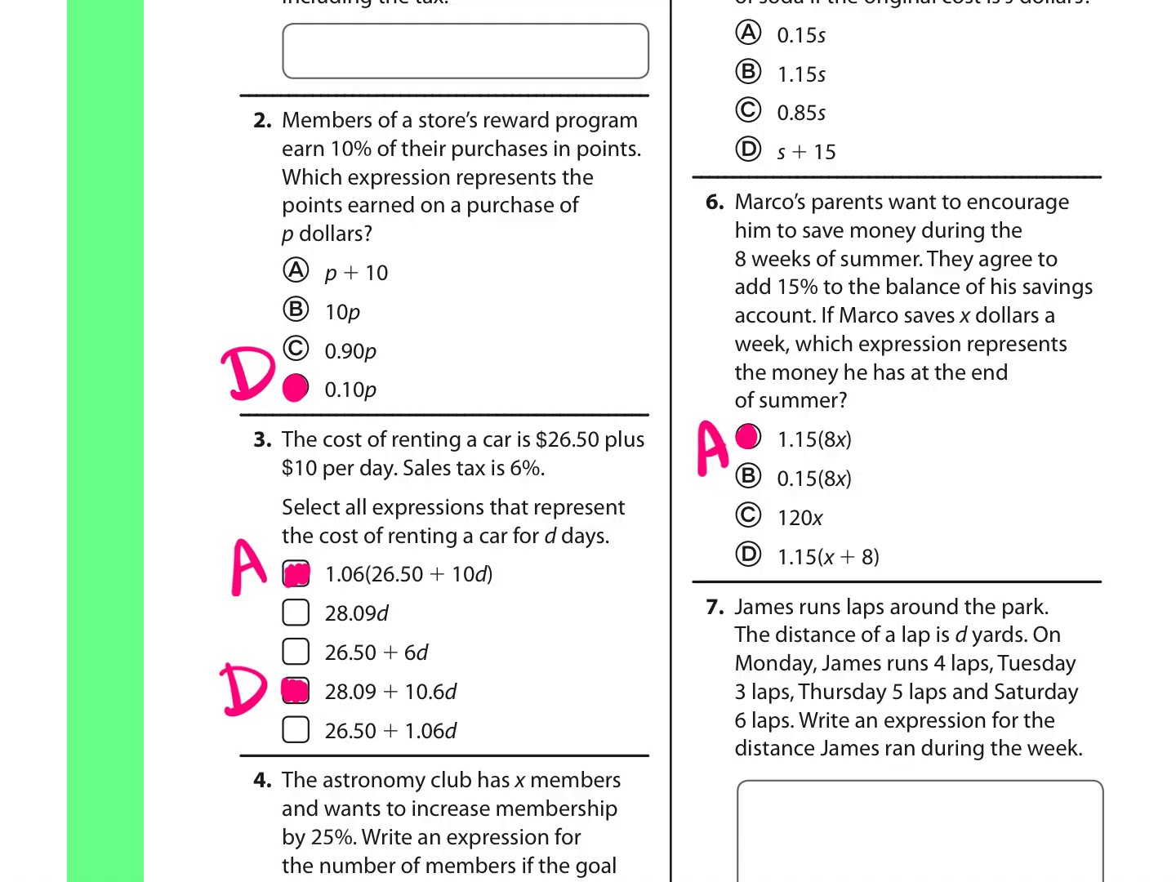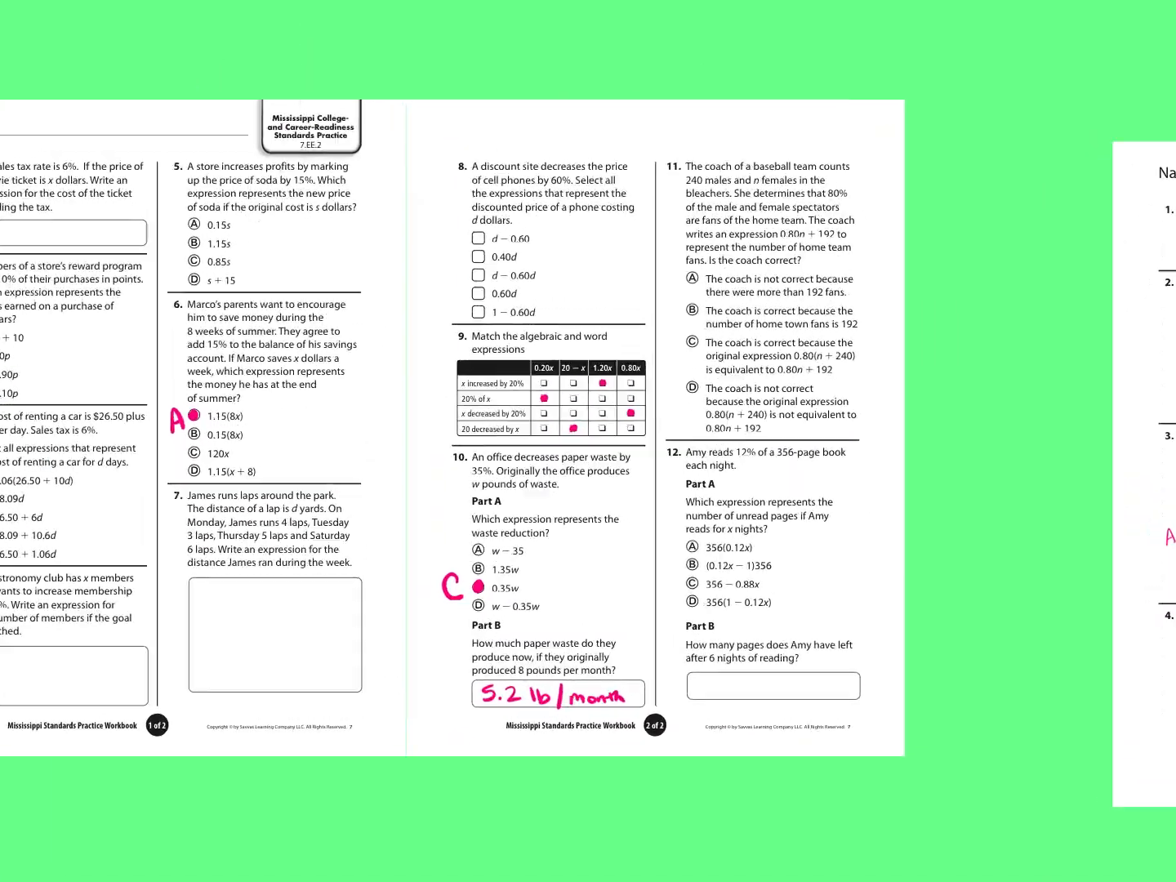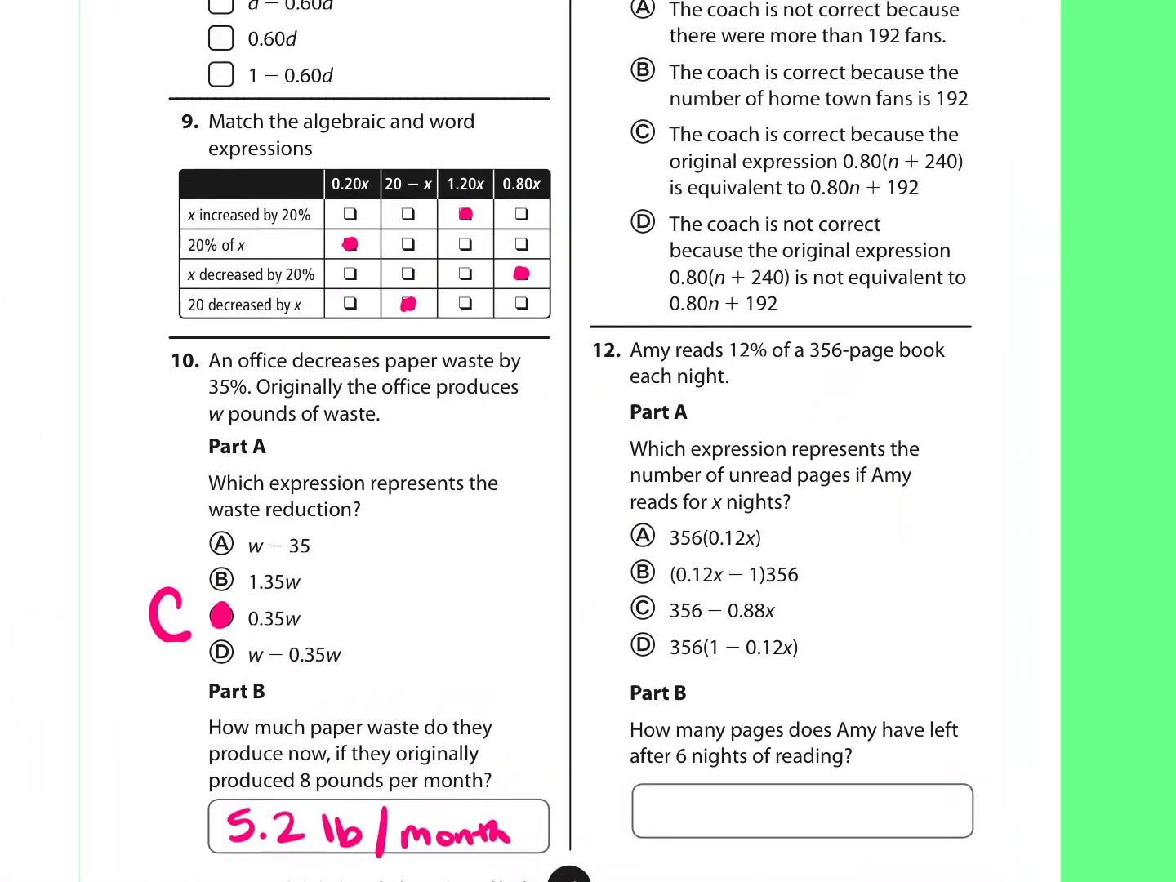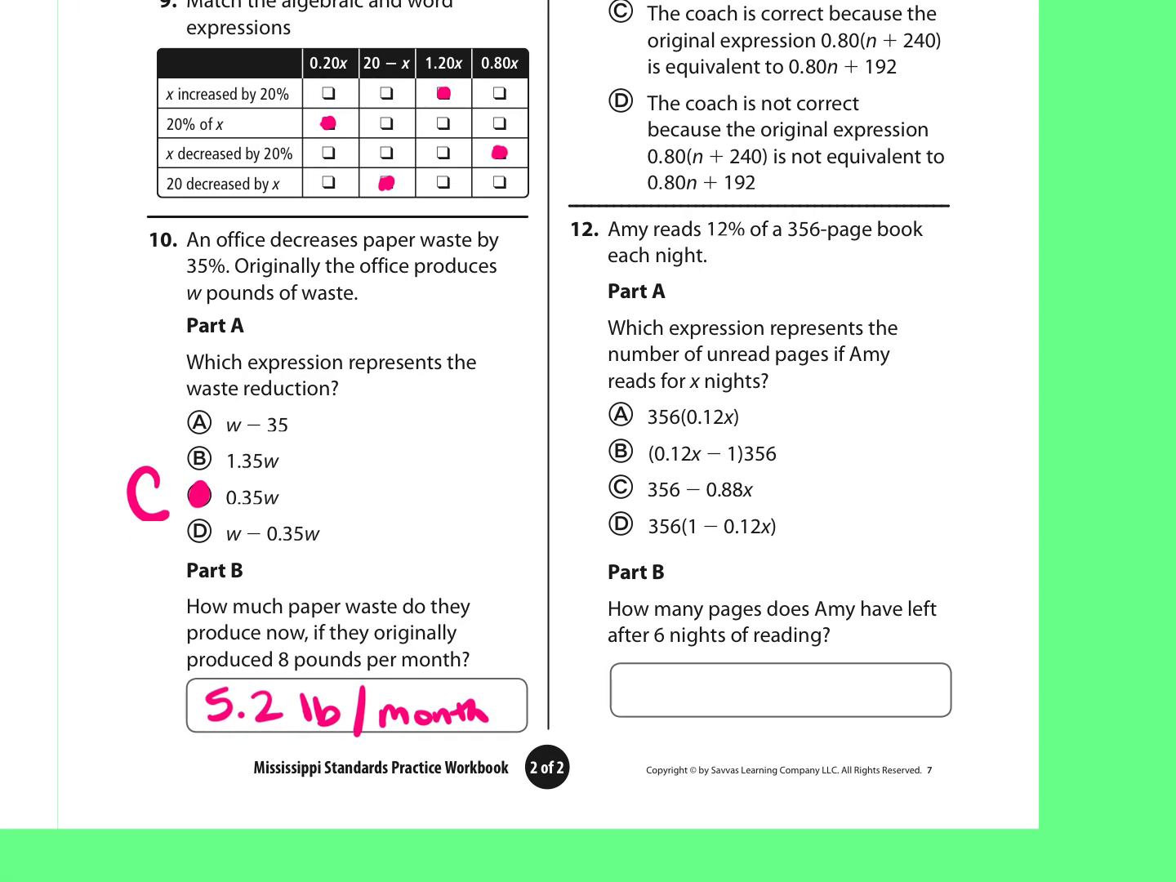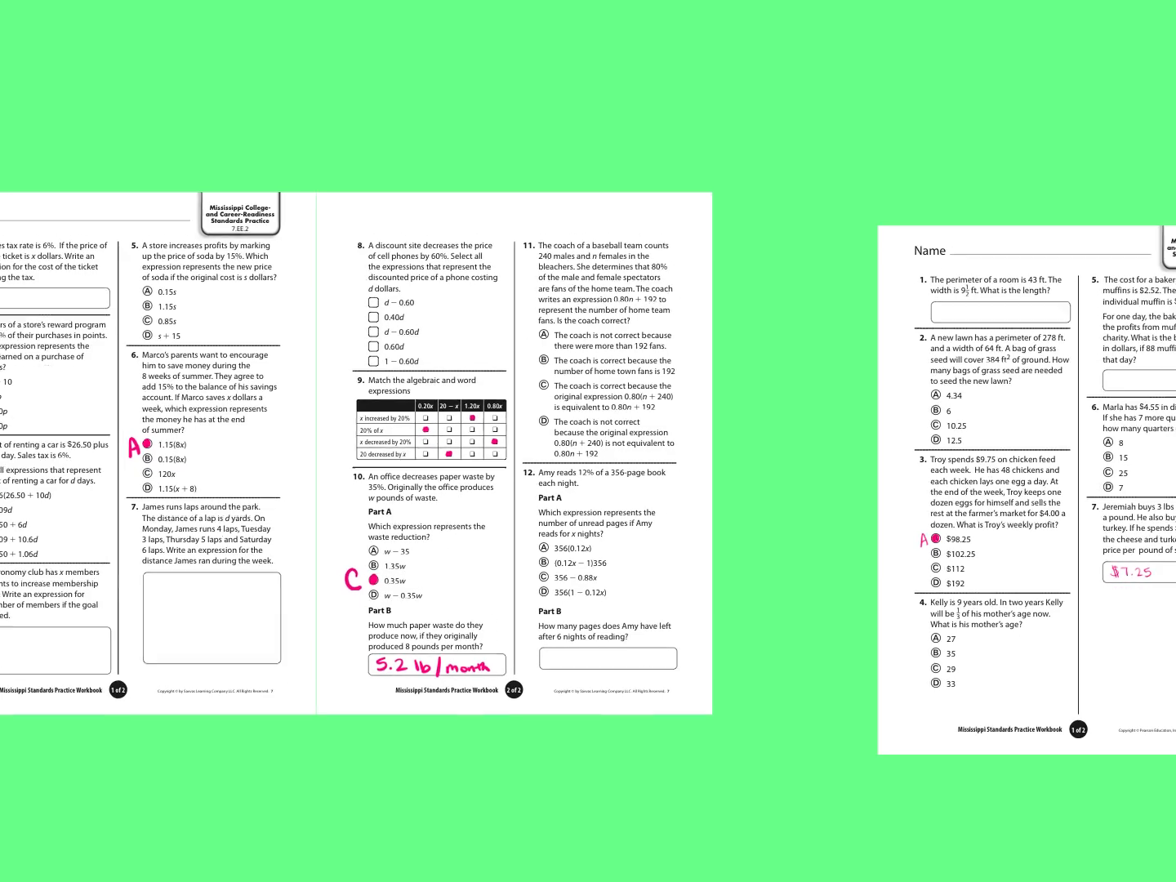Number 6 is A. Number 9, the first one is 1.20x. The second is 0.20x. The third one is 0.80x, and the last is 20 minus x. Number 10, part A is choice C, and part B is 5.2 pounds per month.